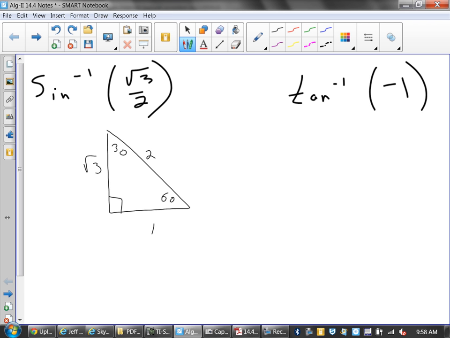For sine, which one gave you root 3 over 2? The 60-degree angle. The 60-degree angle gave you the root 3 over 2. Now, the 60-degree angle, we never used the degrees, though. We did it in terms of radians. What was the 60 in radians? Very good. So this was at pi over 3.